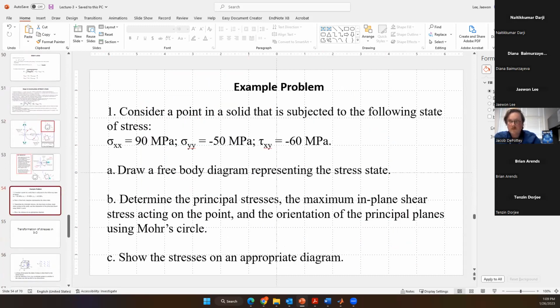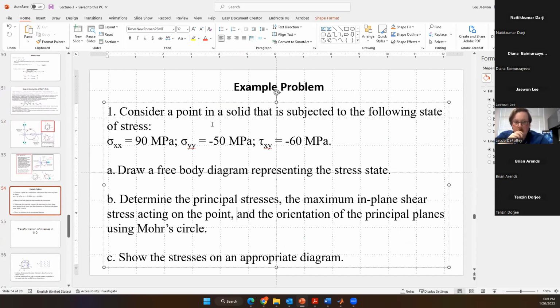Okay, I'm going to move on to an exam problem. Consider a point subjected to the following state of stress: sigma xx is 90, sigma yy is minus 50, and shear stress is minus 60. I would like to give you 2 or 3 minutes. Please draw the free body diagram.